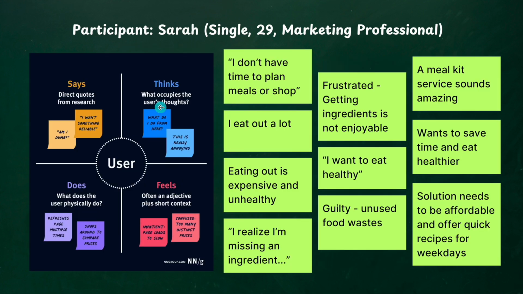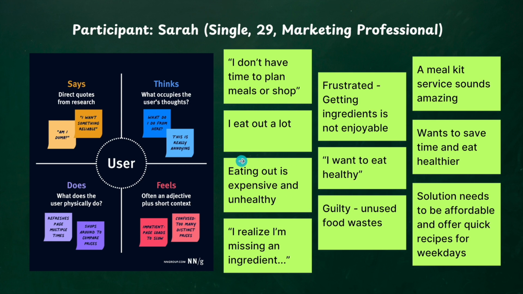Now, thinks: what occupies the user's thoughts? You want to think about it. What is she thinking? Now she says a meal kit service sounds amazing. That's something she thinks, but she actually said it out loud. That means she's accepting of it. She wants this kind of service.